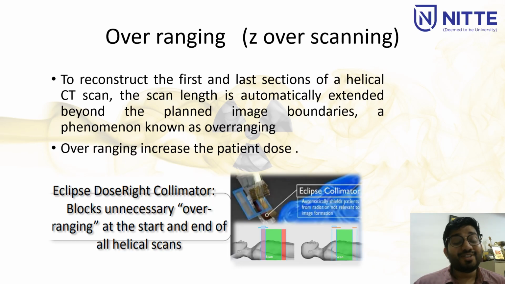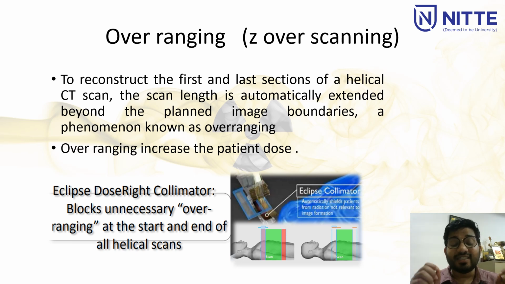The next one is overranging. That is nothing but Z over scanning. That is nothing but the scan length is automatically extended beyond the planned image boundaries. We have already kept an FOV, so it will go the first few sections and the last few sections will be overscanned. That phenomenon is known as overranging.